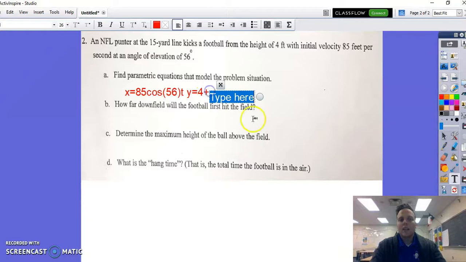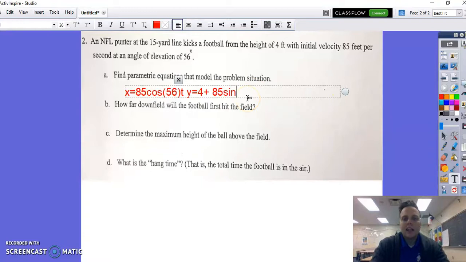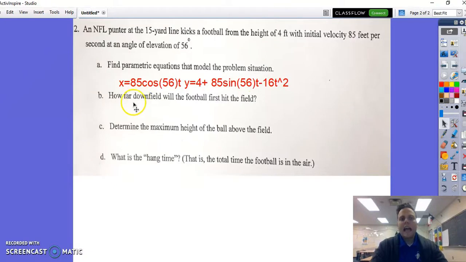So v naught once again was 85. And then it was sine theta. Theta in this case was 56. t minus 16t squared. So there's our two equations. It says, how far downfield will the football first hit the field?